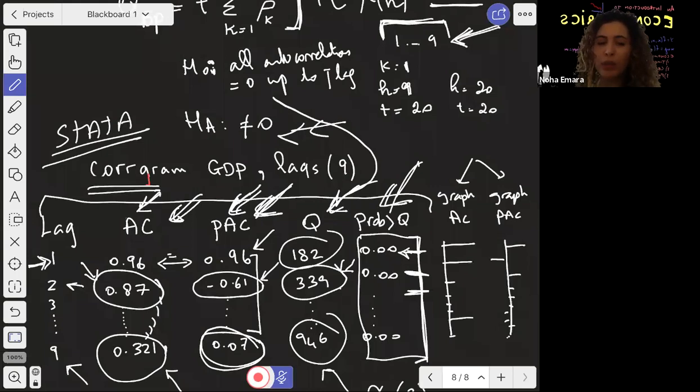And this number could be any number between 1 and -1, okay? And you understand how to analyze it. For the partial, again, you know it. It's like a regression, holding constant the effect of intermediate points. Q is the cumulative impact.